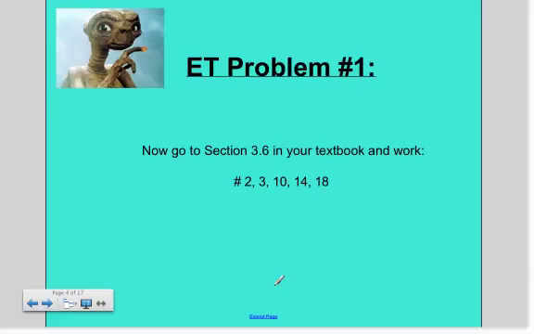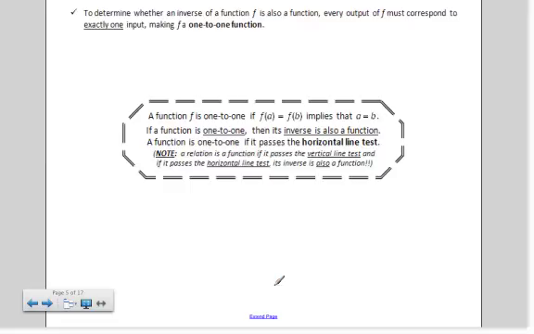All right, so determine whether an inverse is a function. Every output must correspond to exactly one input, making f a one-to-one function. What does that mean? Well, a function is one-to-one if f of a equals f of b implies that a equals b. If the y values are the same, then they had to have the same x value. That's what it means to be one-to-one.